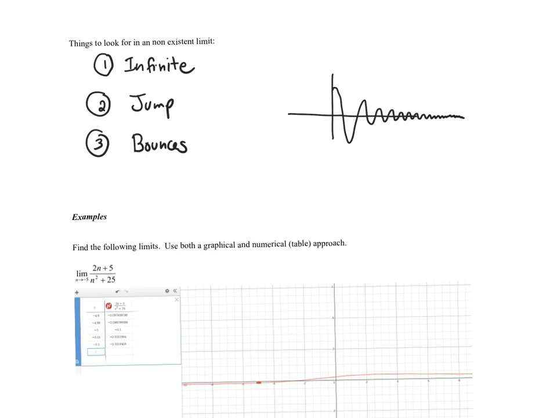All right, let's look at a couple mixed examples. I want to find the following limits, and I want to use both the graphical and numerical approach. So this says I want to do the limit as n approaches -5 of n squared plus 25.